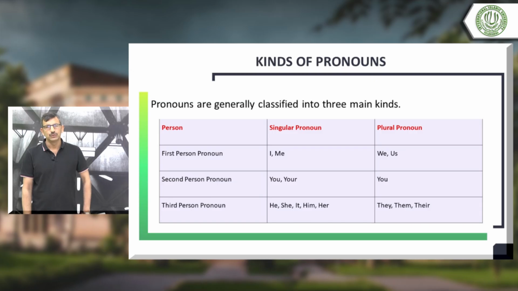There are various kinds of pronouns. Usually pronouns are classified into three main kinds: first person, second person, third person. In first person, for singular we use I and me, for plural we use we, us. For second person we use you, your, and in plural we use you. For the third person pronoun we use he, she, it, him, her, and for plural in third person we use they, them, their, etc.